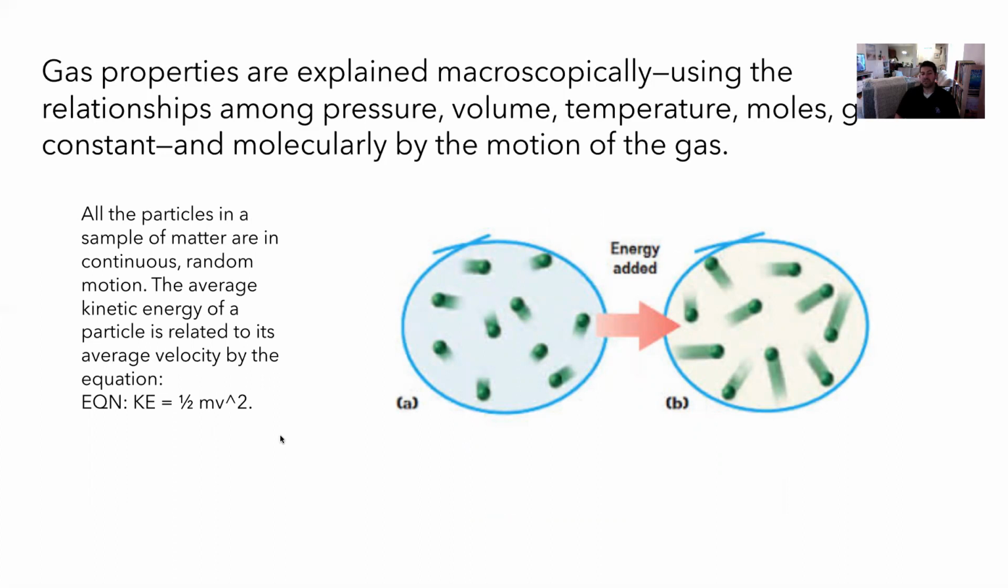All the particles in a sample of matter are in continuous random motion. And again, some faster, some slower. The average kinetic energy of the particle is related to its average velocity by the equation KE equals 1/2 mv squared. We will not solve for this, so you don't have to worry about that. And we can compare two gases at different masses, but we're not really going to worry about the mass changing in one of these questions. It's more so how we can change the velocity. And again, the only way to change the velocity is with the speed.